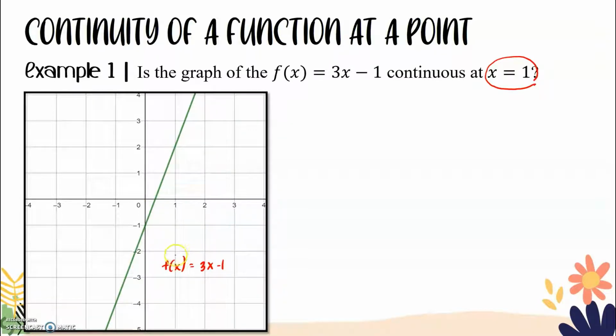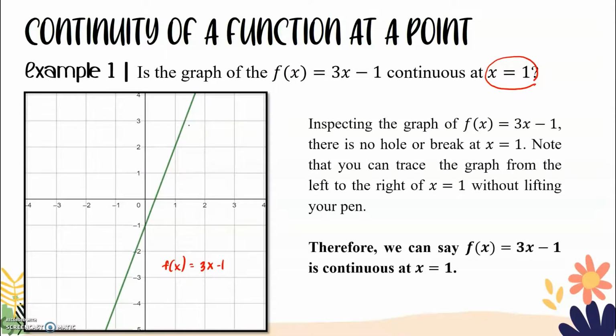Okay, so we have here x equals 1. At x equals 1 on the graph, we can see that we did not encounter any hole. There is no break. There is no jump in the graph at x equals 1. At the same time, tracing the graph from the left going to the right of x equals 1, we did not lift our pens. Therefore, we can say that f of x equals 3x minus 1 is continuous at x equals 1.